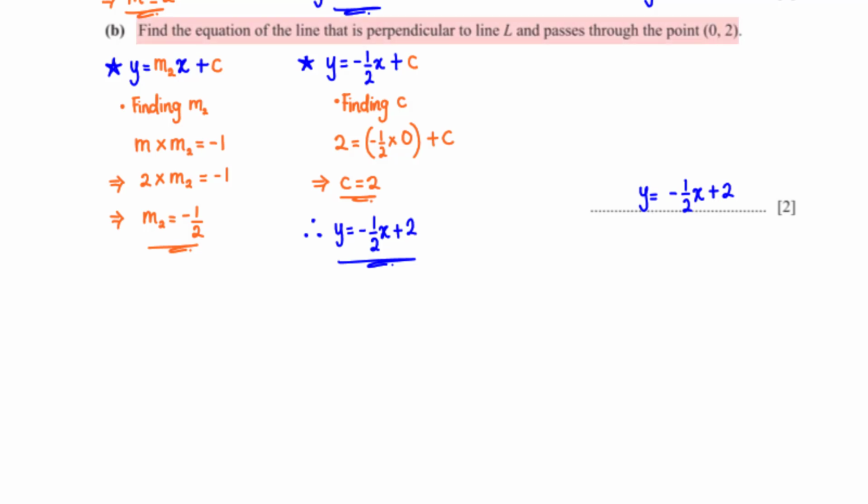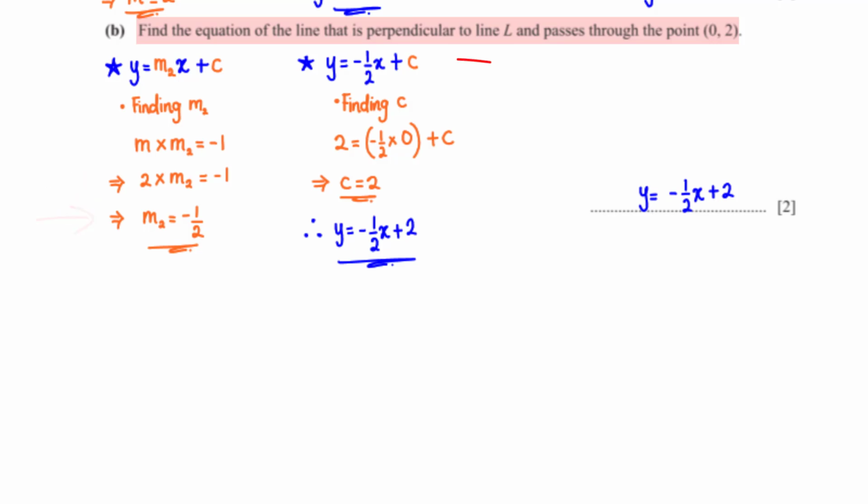Find the equation of the line that is perpendicular to line L and passes through the point (0, 2). We can write the equation of the line in the form y equals mx plus c. In this case, I've represented the slope of the perpendicular line as m2. Since we know that the line we are finding is perpendicular to line L, it means that the slope of line L times the slope of the perpendicular line is equal to -1. And we know the slope of line L is 2. And so that gives us the slope of the perpendicular line as -1/2.